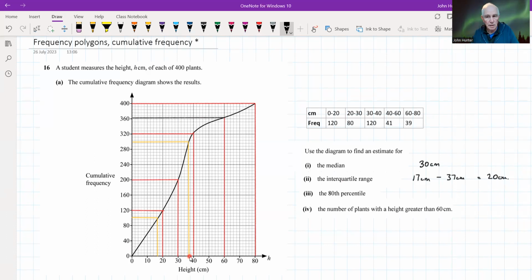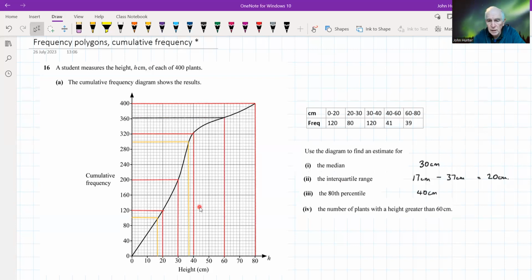So we're often describing data by the median and the interquartile range. So where it's centered and how much it's spread out. Okay, so that is that. It also asks us here for the 80th percentile. Well, the 80th percentile would be 80% of 400, that's 320. So again, this corresponds to one of our blocks. We can just read that across and down. That's going to give us 40 centimeters.